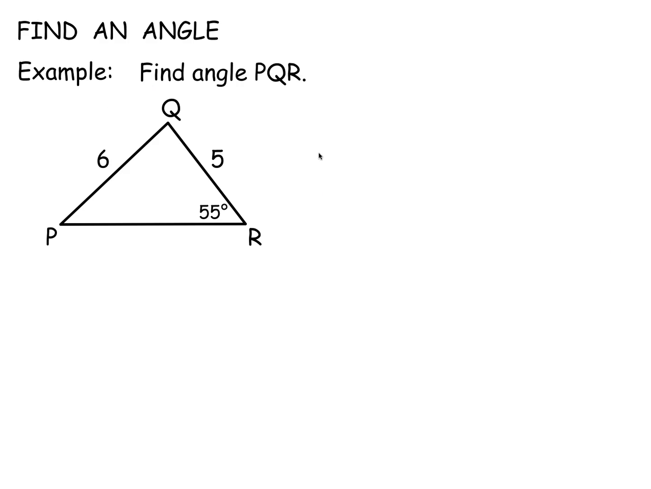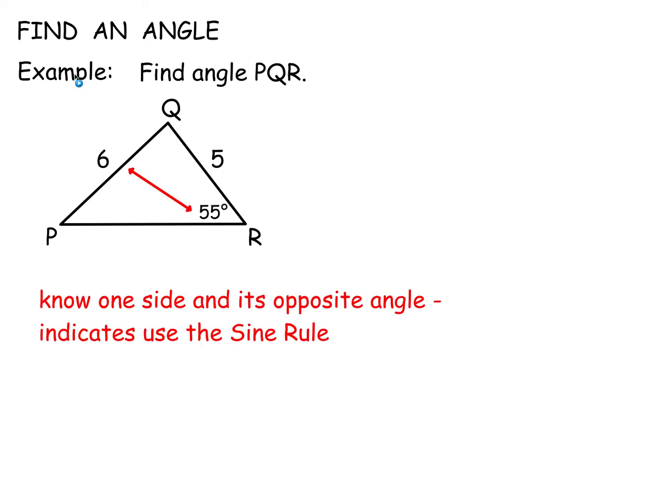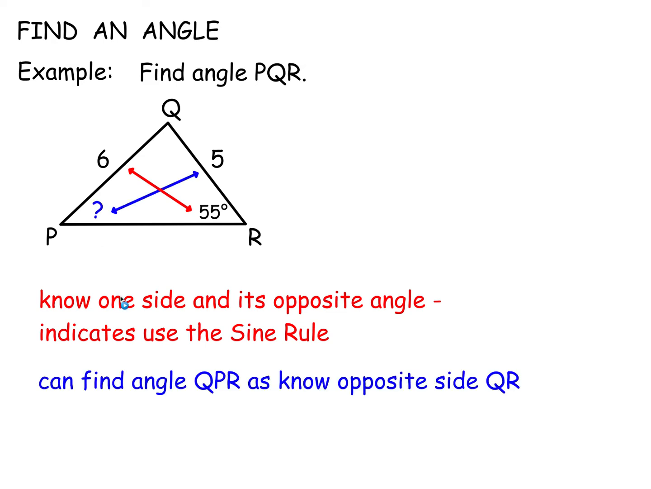Here's find an angle. So again, triangle PQR. This time we've got two sides. We know a pairing. So that tells you the sine rule. We've got this side 5. So on the other side we've got the angle opposite to it, so that means we can work it out. There it is. We can calculate it using the sine rule.